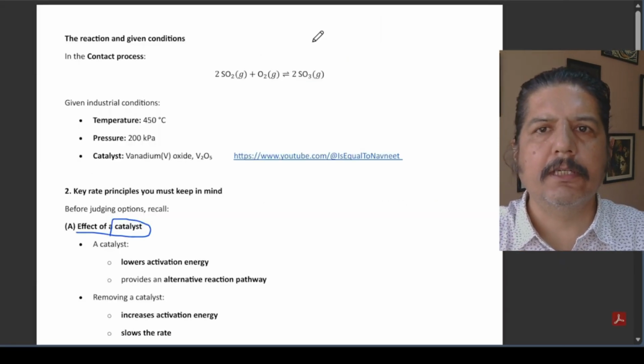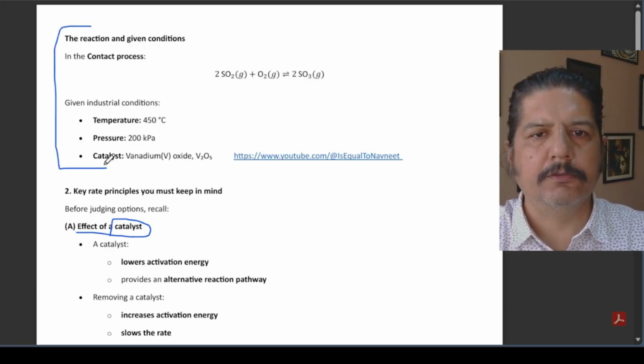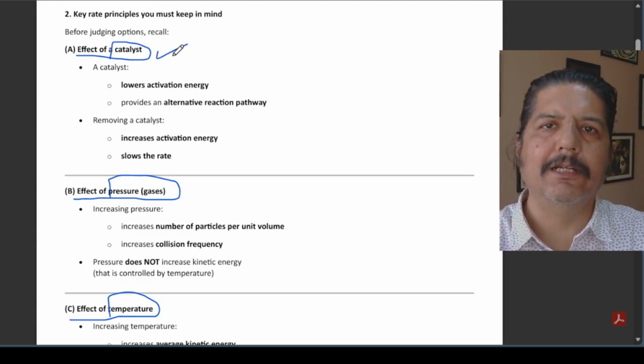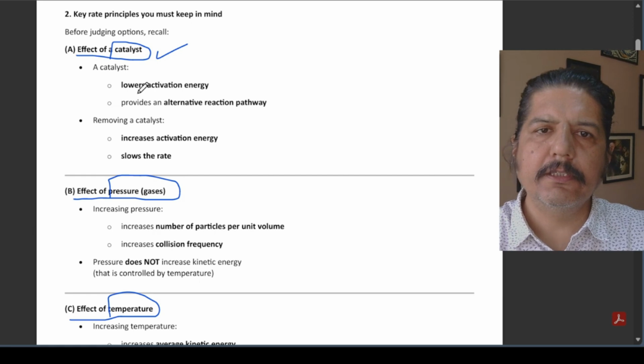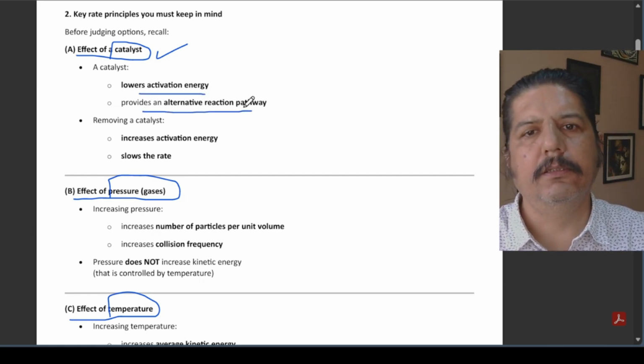So this is a document that I have made, and these are the conditions which are given in the contact process. Now, what you need to understand is what is the effect of catalyst. What does a catalyst do? A catalyst just lowers the activation energy by providing an alternative reaction pathway.